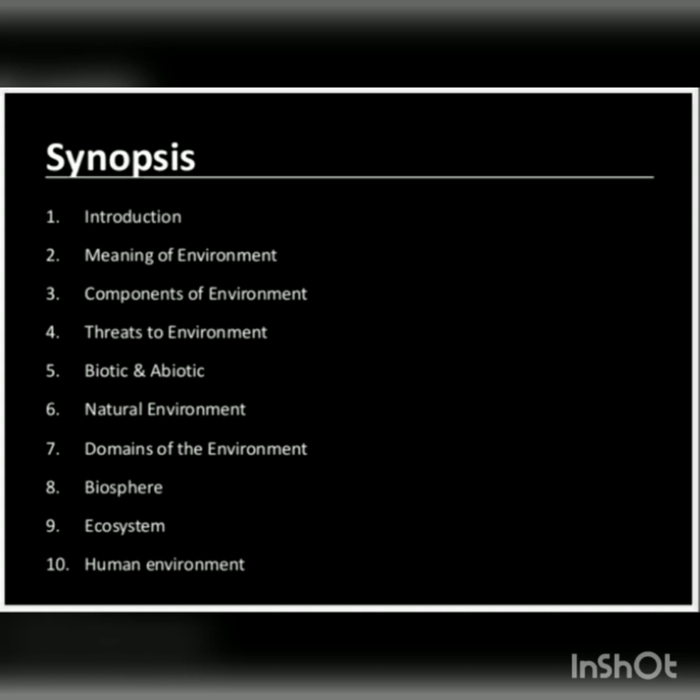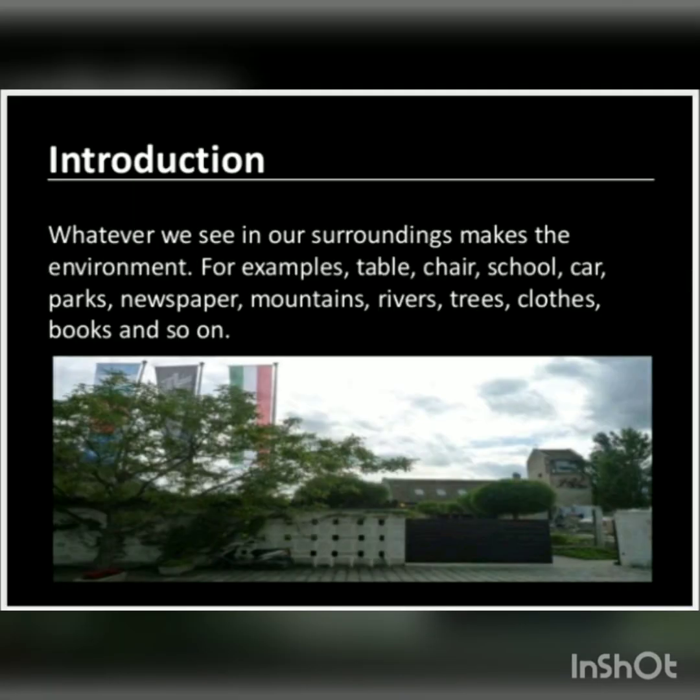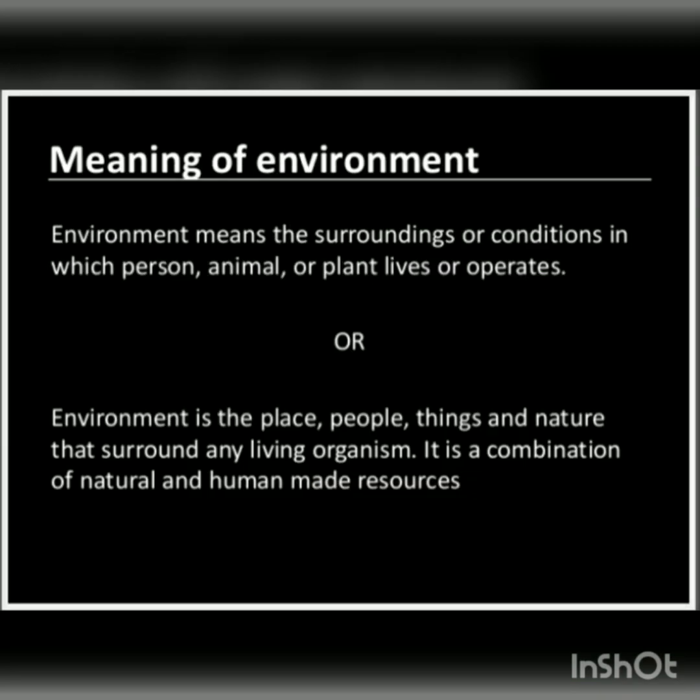Now, coming to the first topic, the introduction: what basically environment is. Whatever we see in our surroundings, for example, wherever you are, whatever you can see right now, the table, chair, school, car, parks, newspaper, mountains, rivers, trees, clothes, books, and so on, everything comes in environment. So we have two kinds of components of environment: natural and man-made.